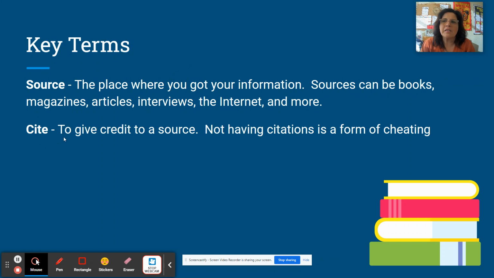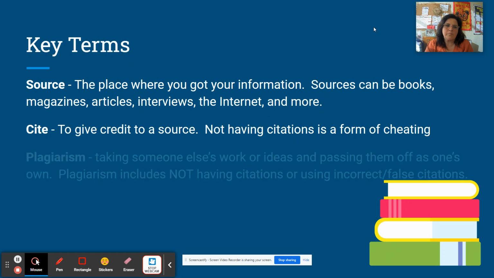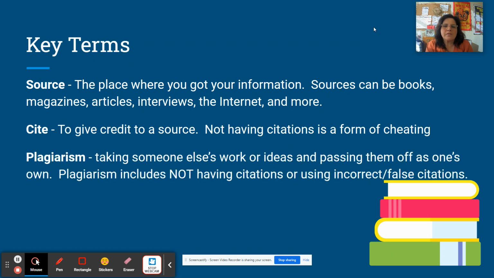To cite is to give credit to the people or the group that gave you the information. So not having citations can be considered a form of cheating or a form of plagiarism. And plagiarism is the taking of someone else's ideas and passing them off as your own without giving credit to that person. So remember, not having citations in a presentation where you're giving information is the same as plagiarism.